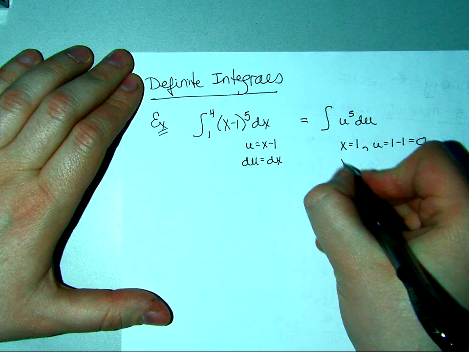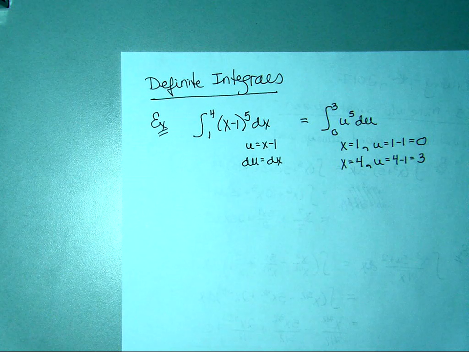What this is actually saying is the area under this quintic function that was moved right from 1 to 4 is the same as the area under just a regular quintic function from 0 to 3. Well, now let's figure out this integral. Antiderivative of u to the 5th, that's just u to the 6th over 6. And I'm going to fill in my limits of integration over there.